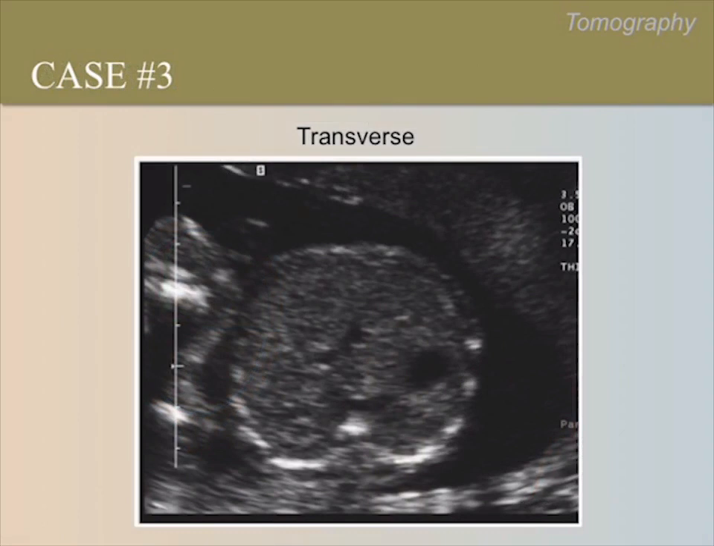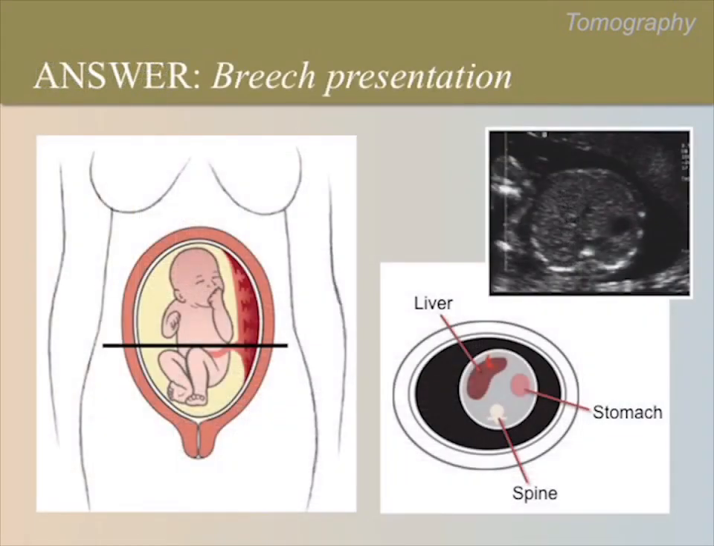This fetus has a longitudinal lie on this transverse image. What is the presentation of the fetus? This fetus is in a breech presentation with the spine posterior. This means that the fetus is lying with its spine down and farthest from the transducer.